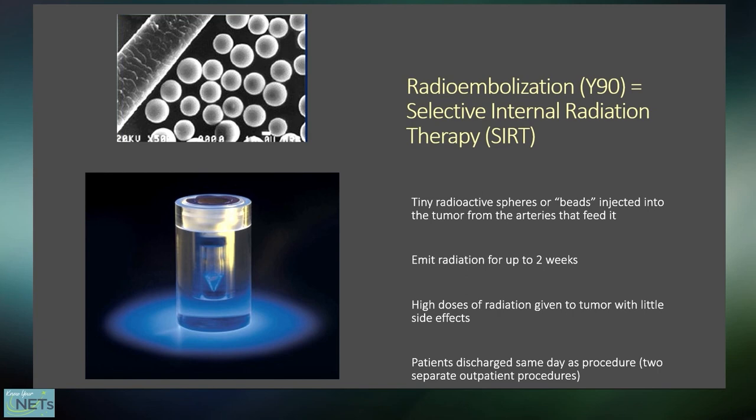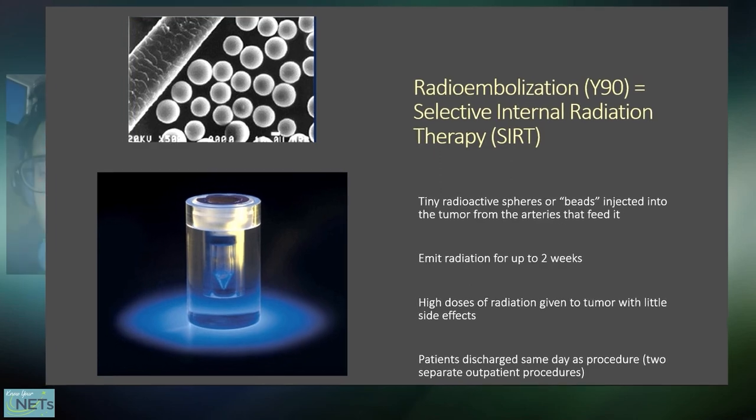They actually emit radiation for up to 2 weeks, and you can give really, really high doses of radiation because, again, you're really parking the catheter right in front of the tumor, and you're sort of blasting the tumor with radiation and really not giving much radiation to anywhere else in the body. And again, it's unlike external radiation where it has to go through the skin, and you can get potential toxicity from that.